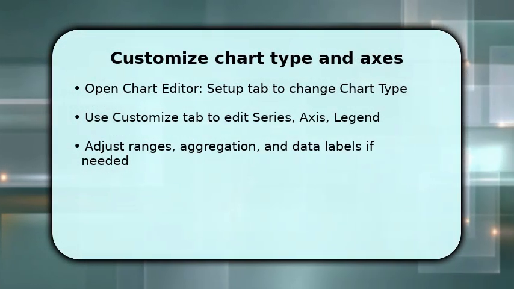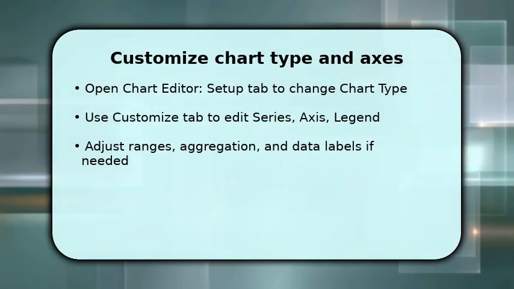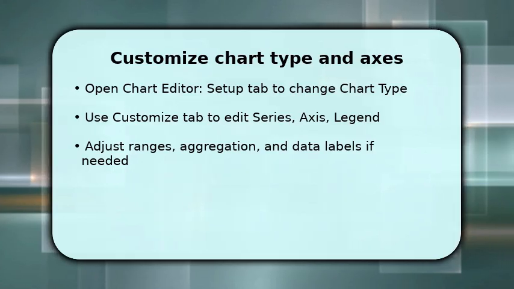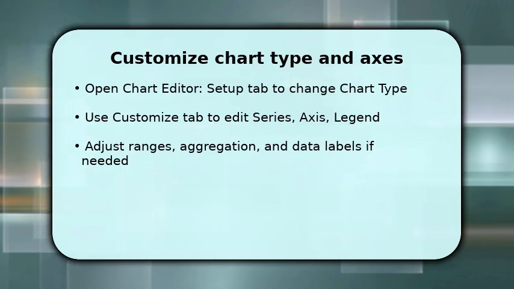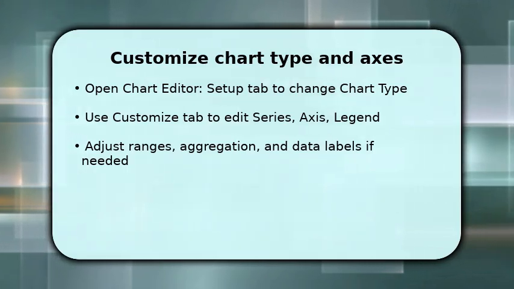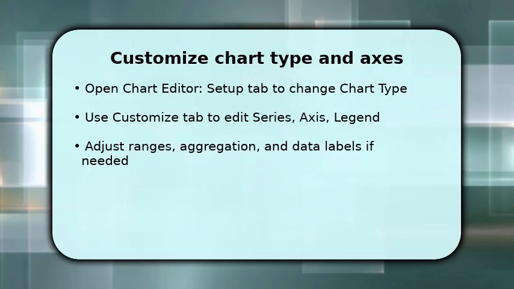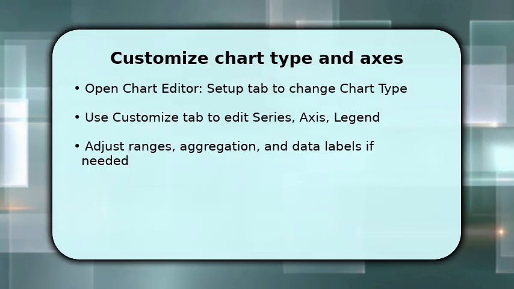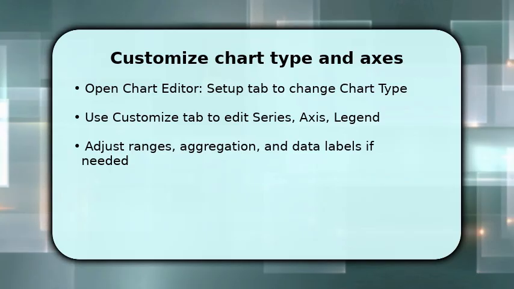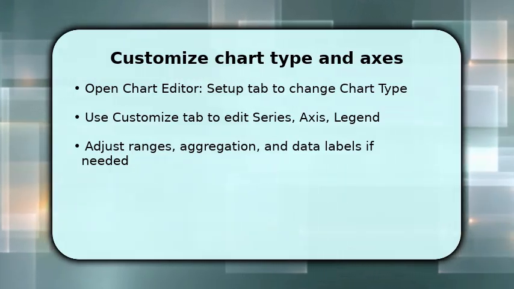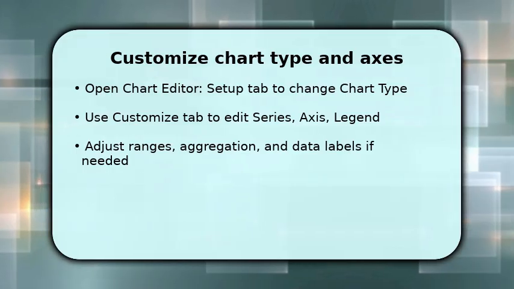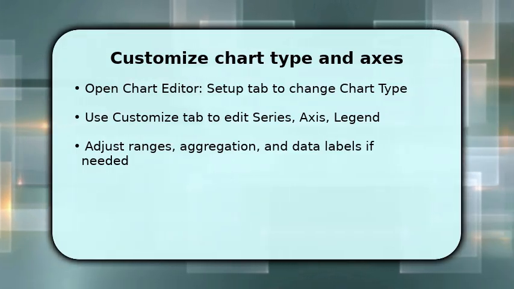Now refine the visual. Open the chart editor and switch chart type to line, bar, or scatter depending on your story. You'll choose axis formats, categorical versus numeric, so values plot correctly. Once chosen, use the Customize tab to tweak series colors, add data labels, and set axis min/max. This improves readability. Make sure to check aggregation or smoothing options if numbers are summarized.